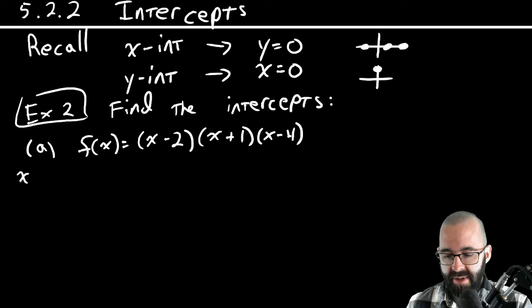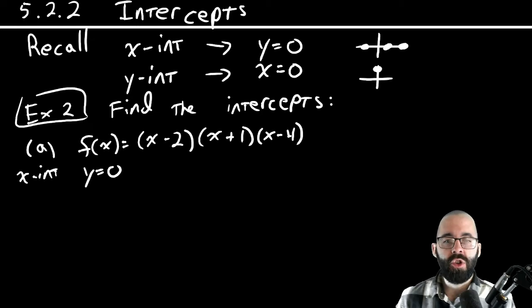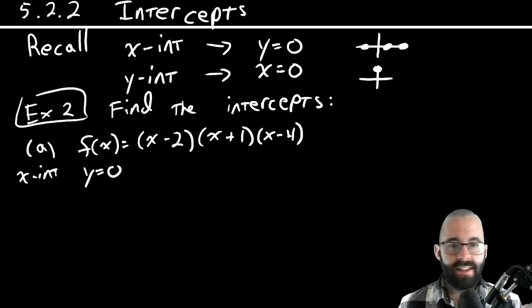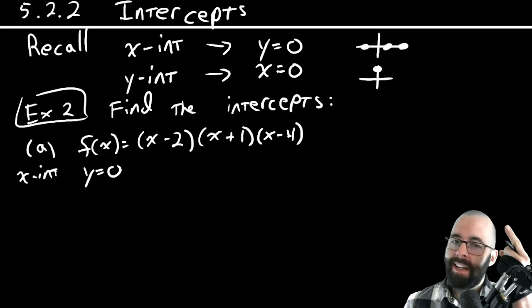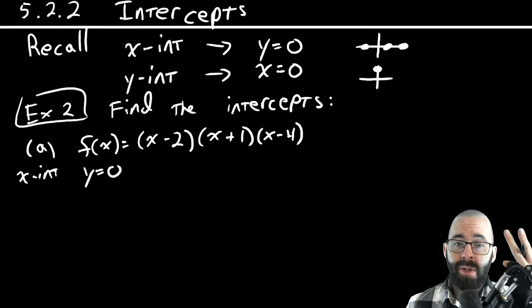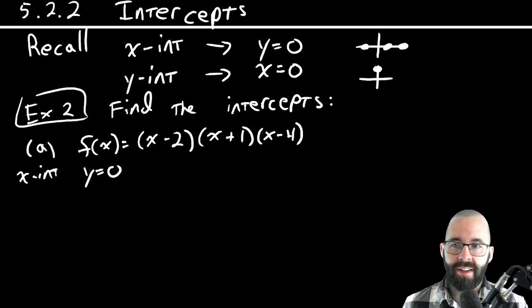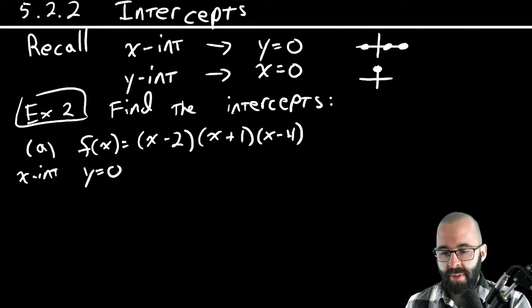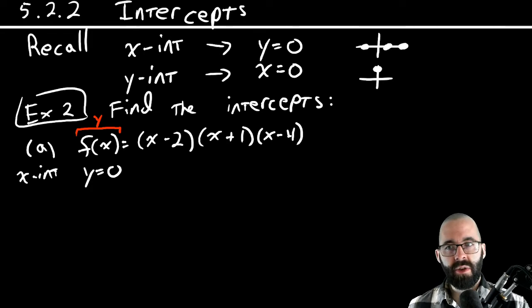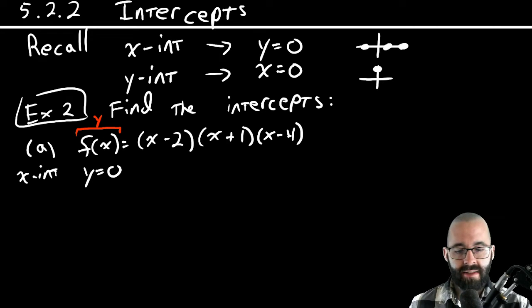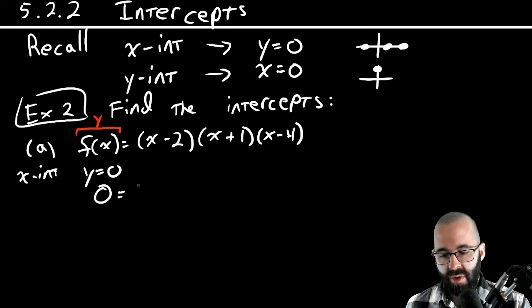Let's start with the x-intercept. X-intercept is when y equals 0. It is a good idea to write this down every time you're solving it. 2 reasons why. 1, it helps you remember, and 2, it is useful for partial credit if you mess up. All right, so remember y is the dependent variable. It is the function output. So when y equals 0, that's what this means. We have to solve this equation.